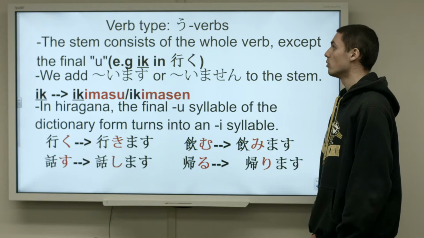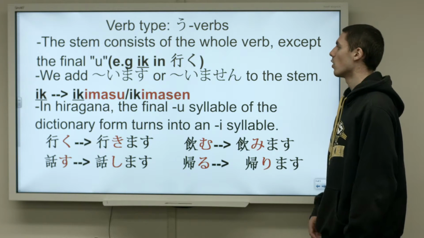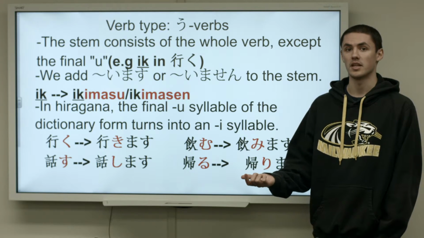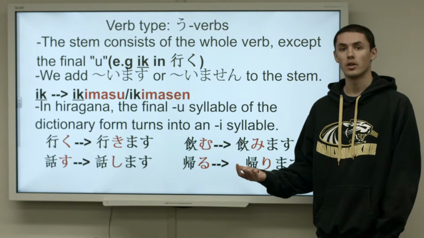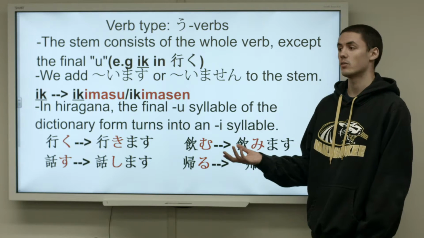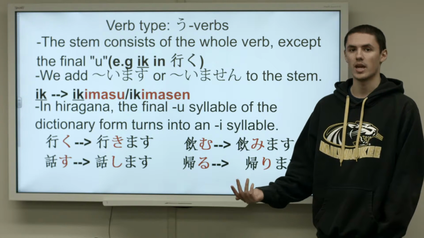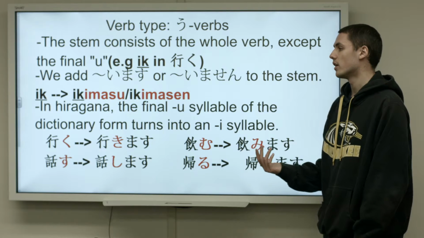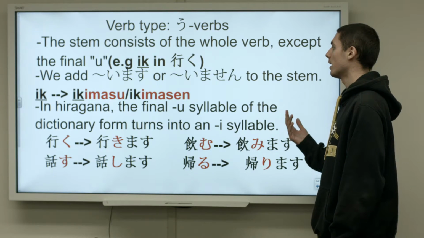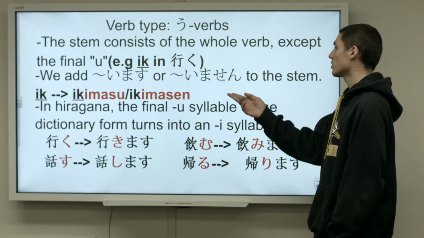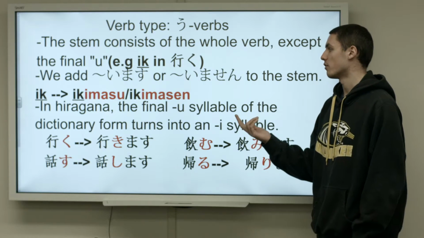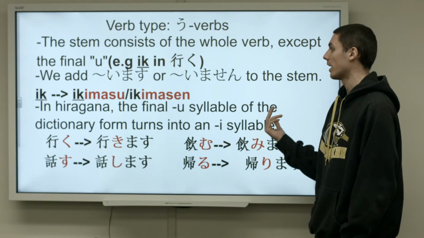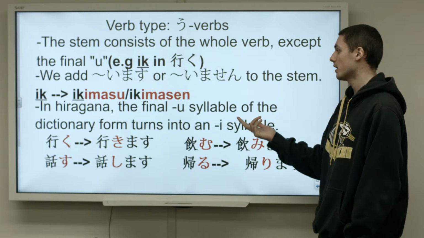The next type is the u verb. The stem consists of the whole verb minus the final u. So even if the u is connected with a consonant, for example in ku or in ru, you cut off the u and the consonant remains, which is kind of weird because in Japanese you can't have a consonant alone. It always has to have a vowel with it, but we resolve this by adding to that consonant imasu or imasen. So for example, if we've got the ik of iku minus the u, we can add the i and make it into ikimasu or ikimasen.